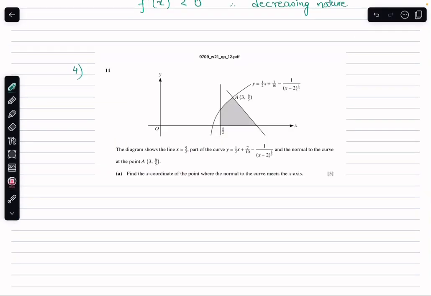The fourth question is chosen from Winter 21, paper 1 variant 2, and it's question number 11.